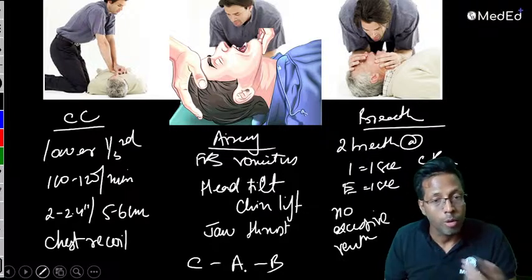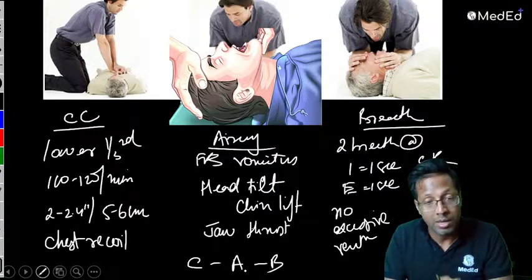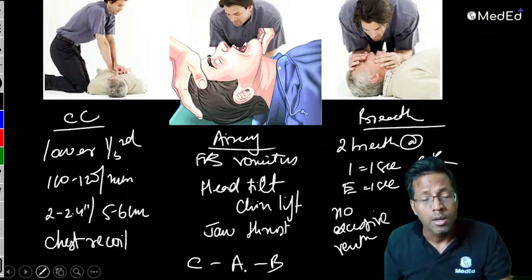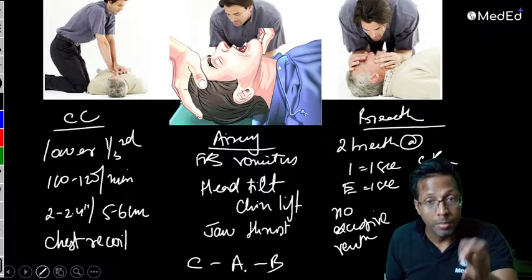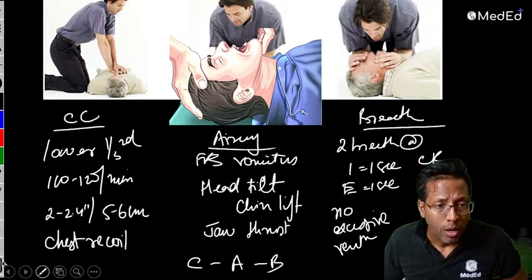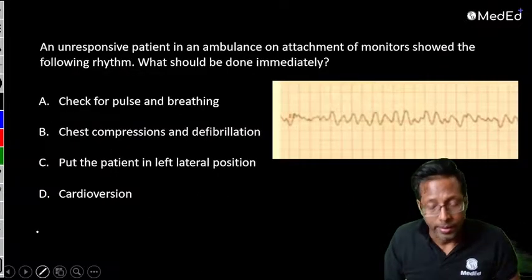Yes, jaw thrust is done in trauma. That's what I was discussing. In trauma it becomes ABC because normally circulation is there. But when circulation is not there, it becomes CAB. Remember this point. Also, that we'll discuss later.